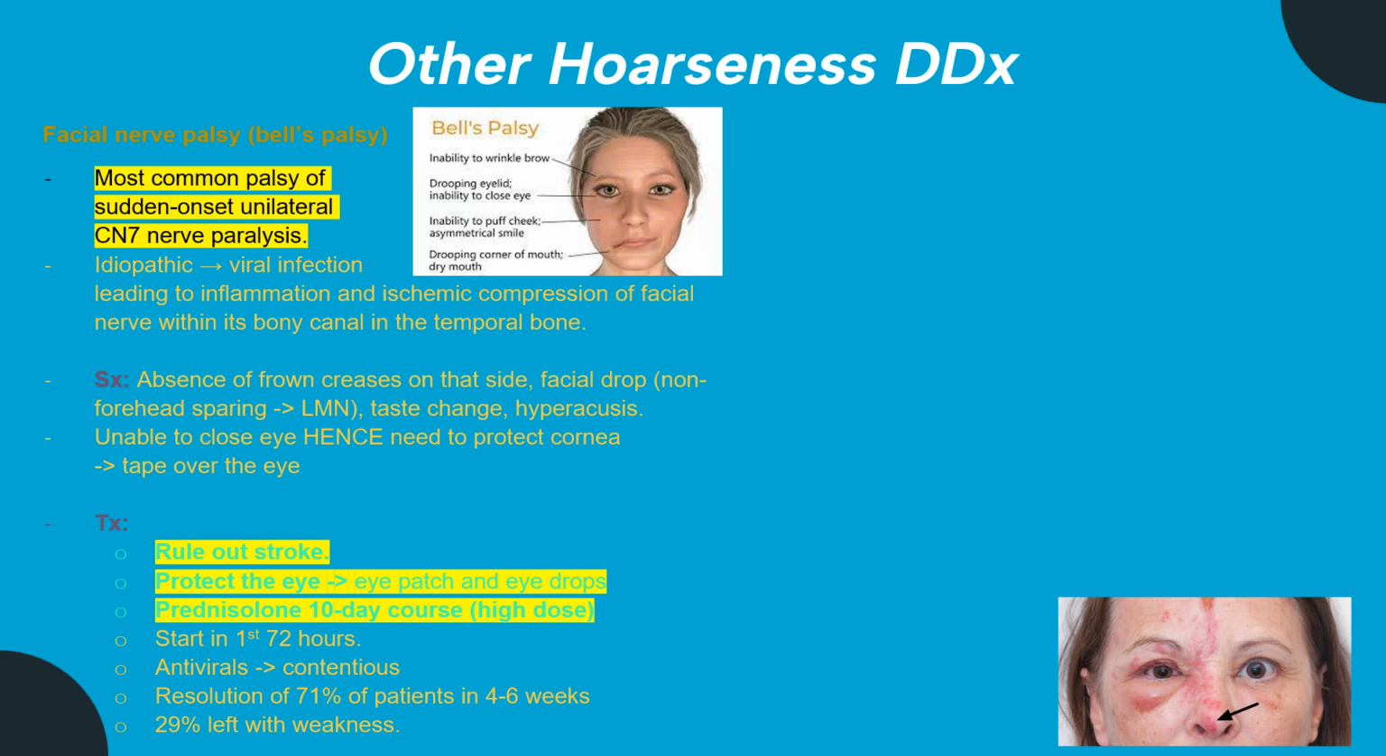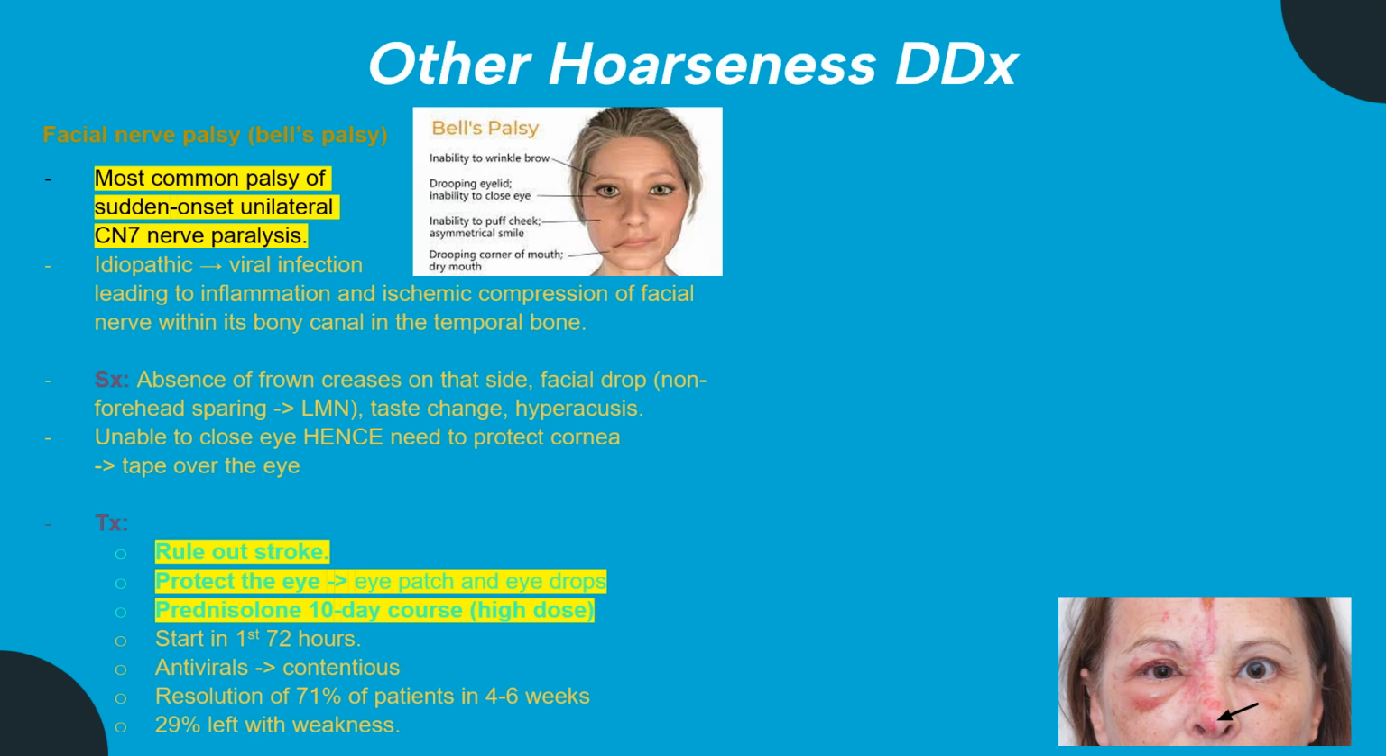So the cornea can be at risk here, and you can have things like an abrasion. So you need to tape over or protect the eye. In terms of your management, you need to rule out a stroke. Even though it's non-forehead sparing, you still need to rule out a stroke. You need to protect the eye and start them on a high dose of pred because it's due to that inflammation. You want to start it as soon as possible.